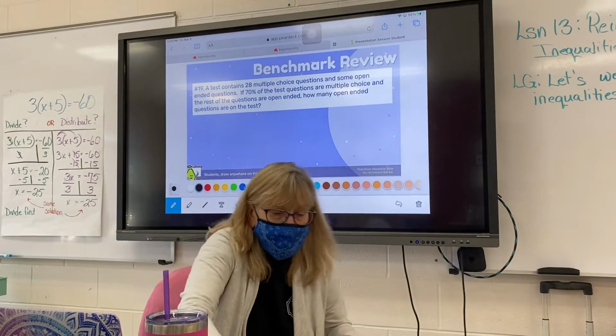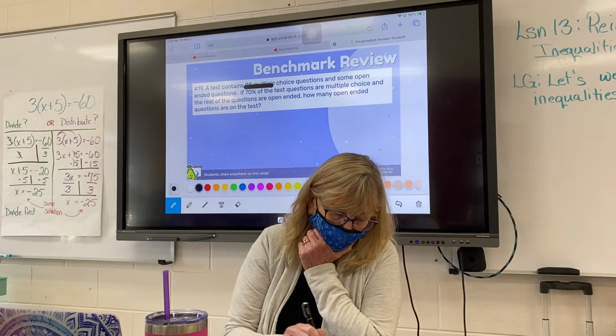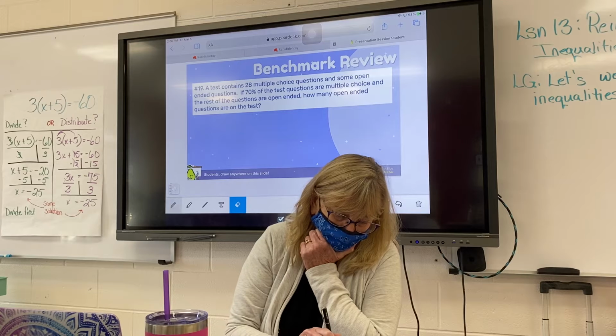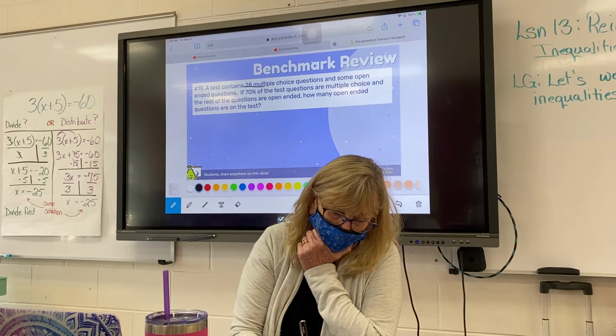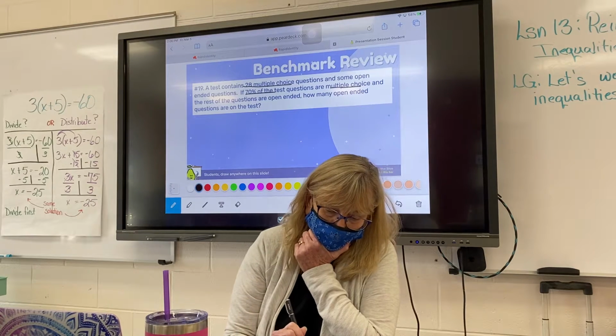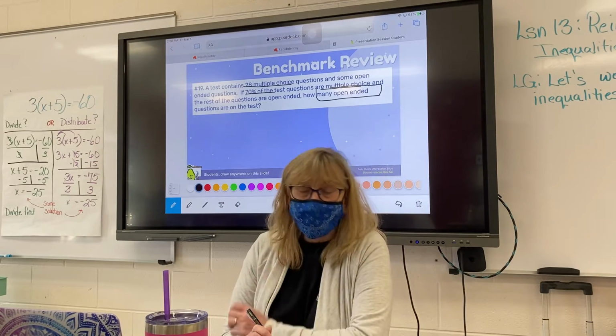Go ahead and underline 28. That didn't work. All right, let's try that again. 28, 70% is multiple choice, and we want to know how many open-ended.